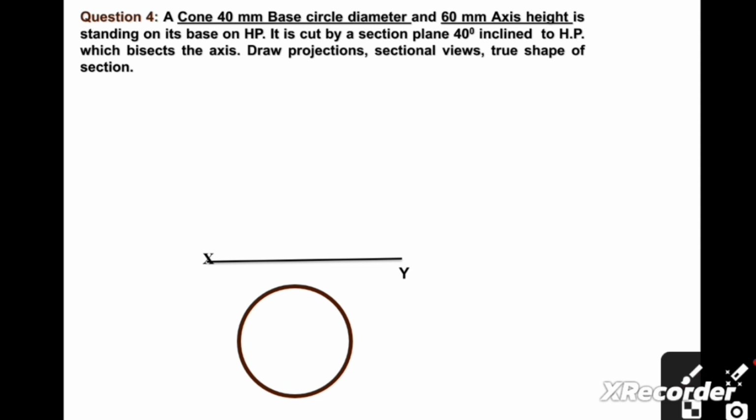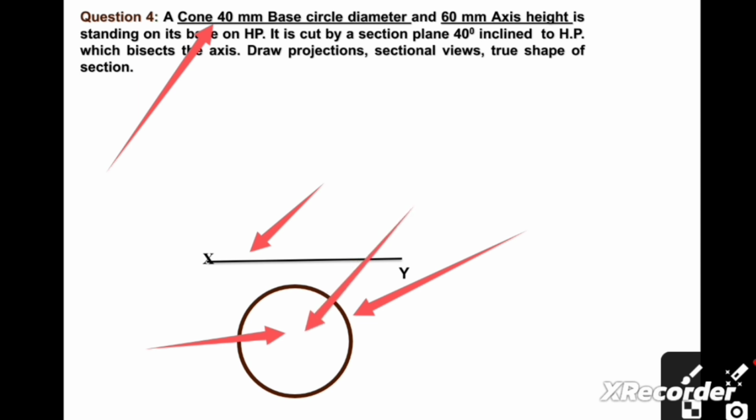Now to prepare the solution of this question, first of all we need to draw an XY line having any length. Now we can draw one circle having radius 20 mm. As in the question it is written that the cone has 40 mm base circle diameter, so we can prepare this circle having 20 mm radius. The center point we can mark anywhere, at any distance from the XY line. We can take radius 20 mm.